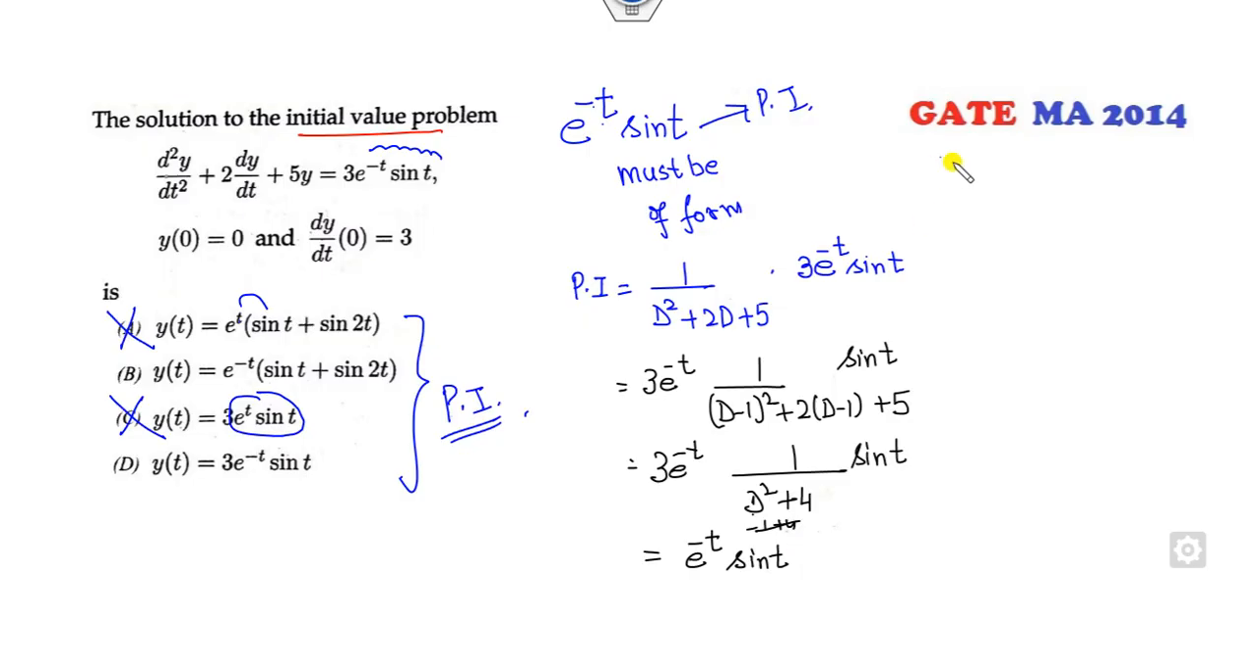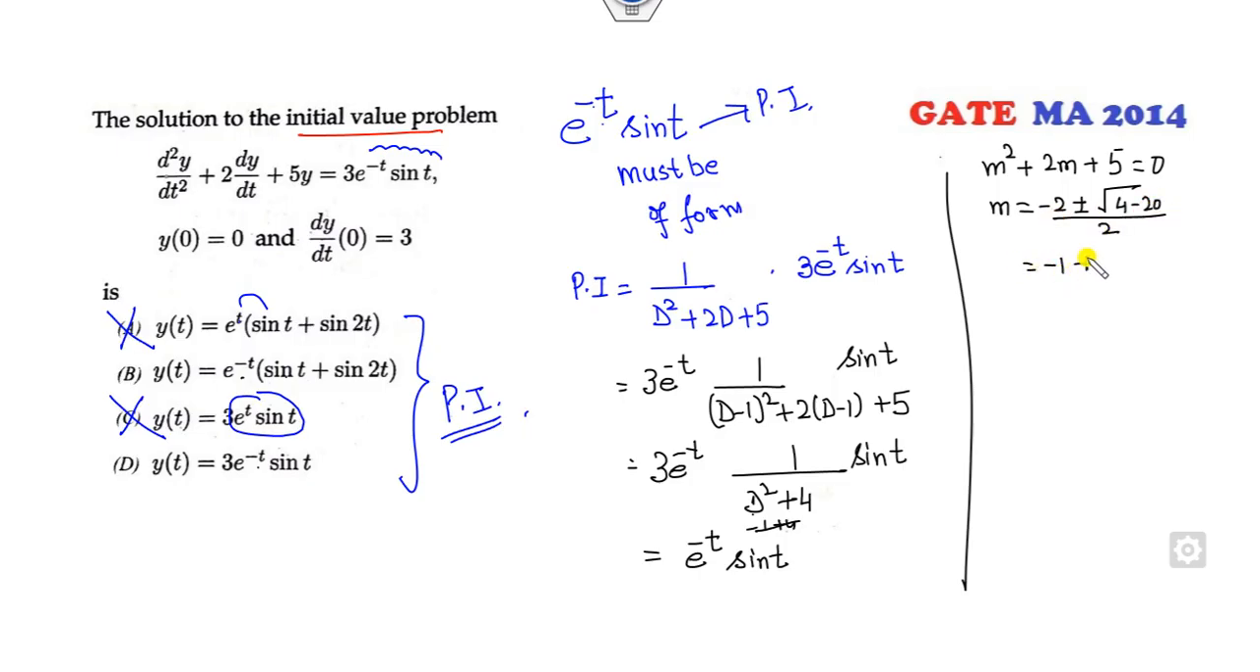This is my PI. Okay, can you find the complementary homogeneous part? M square plus 2m plus 5 is equal to 0. So m will be minus b, because e raised to power minus t on both sides, plus minus square root of b square minus 4ac over 2. So minus 1 plus minus square root of 16, 4, it will be 2 iota. Fine. So the solution will be c1 cos 2t plus c2 sine 2t into e raised to power minus t. So my solution will be this plus this.